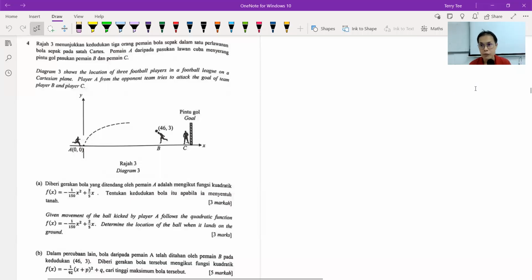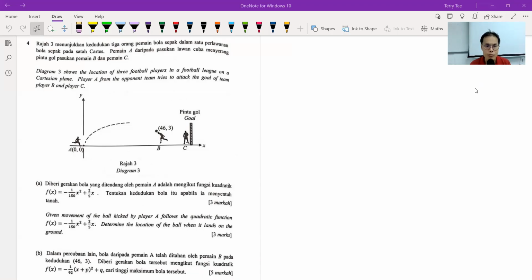Okay, question number 4. This is from Form 4, Chapter 2, Quadratic Function. So here we have a diagram that shows location of 3 football players in a football league on the Cartesian plane. Player A from opponent team tries to attack the goal of team B and team player B and player C. So given movement of the ball kicked by player A follows the quadratic function, determine the location of the ball when it lands the ground.